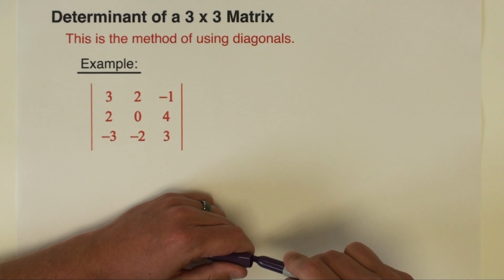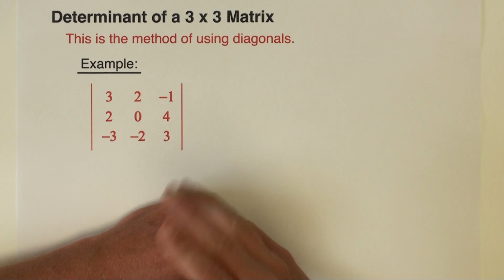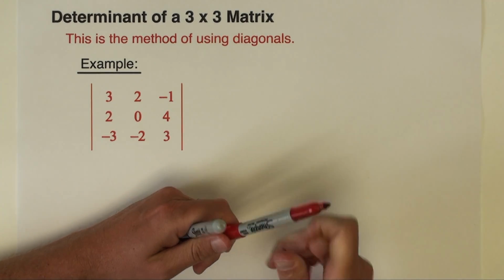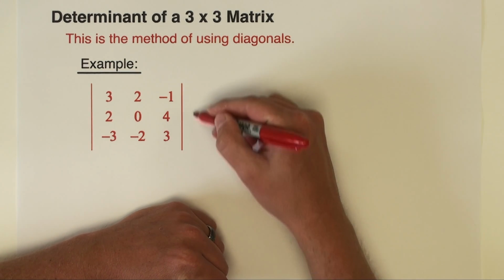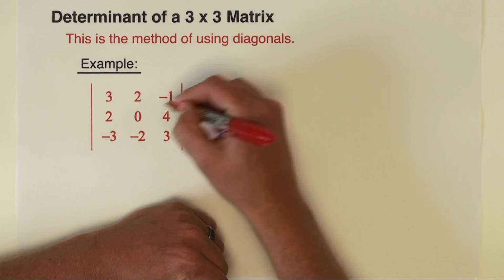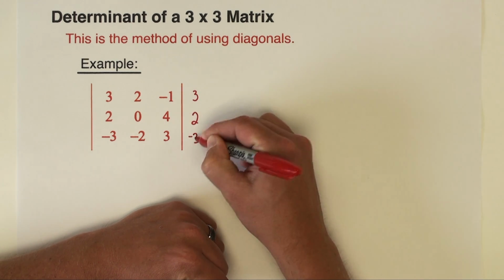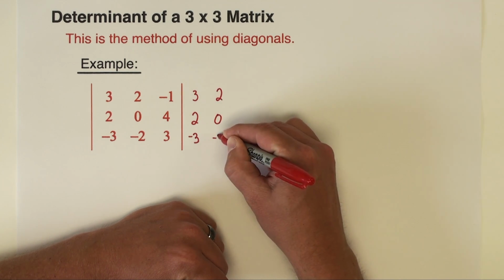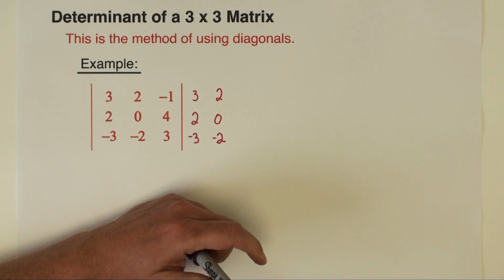All right. So we've got a 3x3 matrix here. It's in determinant form with the bars, so I know what I want to do with it. The first thing that you're going to do is take the first two columns of this matrix and copy those columns behind your matrix. So I'm going to take this 3, 2, negative 3, and then 2, 0, negative 2, like so. I'm just going to copy those two columns down. Don't worry about the third one.